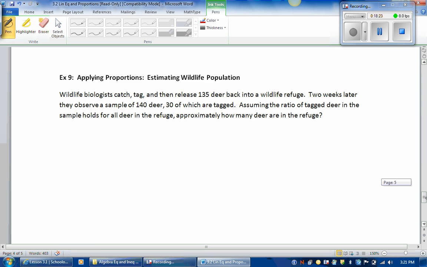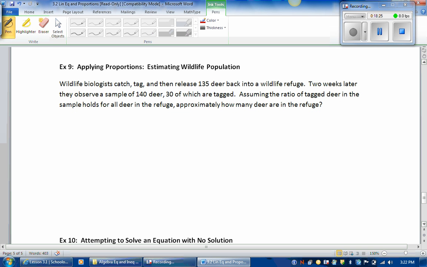All right, let's try another one. Wildlife biologists catch, tag, and then release 135 deer back into a wildlife refuge. 2 weeks later, they observe a sample of 140 deer, 30 of which are tagged. Assume the ratio of tagged deer in the sample holds for all deer in the refuge. Approximately how many deer are in the refuge?